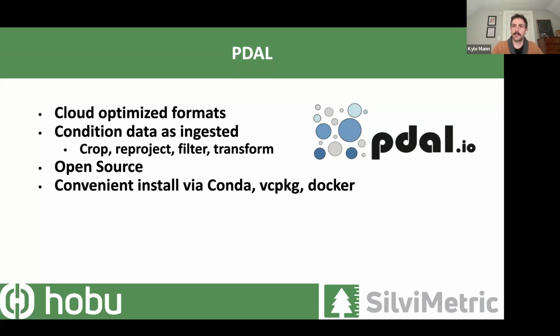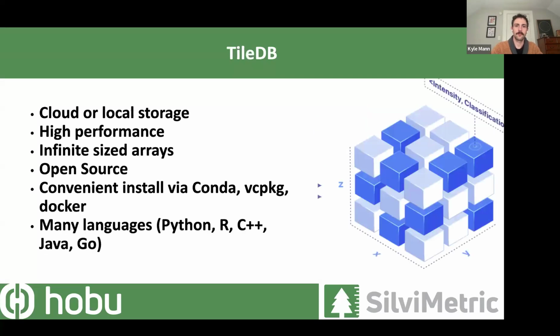PDAL allows us to crop, reproject, filter, and transform data. It also allows us to run HAG and classify points as ground and to normalize point clouds. PDAL is open source, which is very useful and allows us to remain open source as well. And it is easily installable via Conda and Docker. And with the PDAL Python bindings, it's easy to install with pip as well.